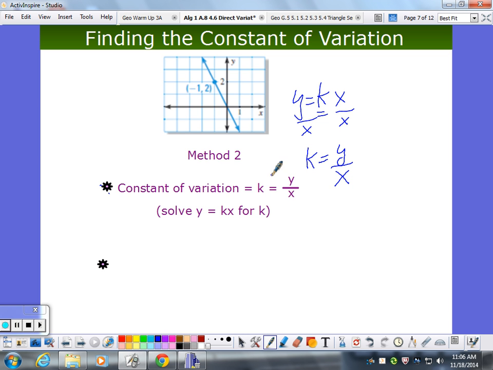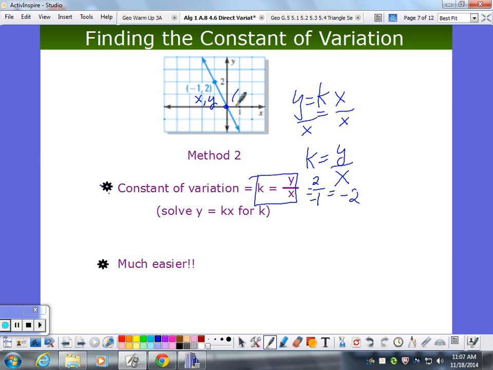Okay, that's what I was doing here. If y equals kx, then k is y over x. Here's an x, here's a y, so we just plug in there. It is much easier. Put the 2 here, put the negative 1 there. So it's always y over x, y over x.